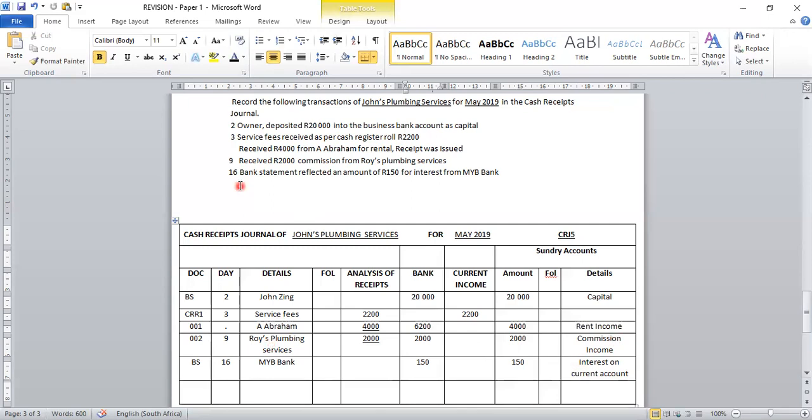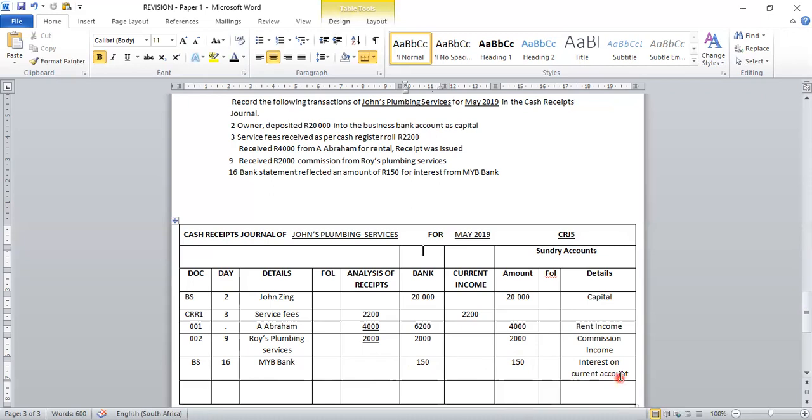The last transaction is on the 16th of the month, where bank statement reflected an amount of 150 Rands for interest from MYB Bank. So the source document for interest received is bank statement. The day in which the transaction occurred is the 16th. The name of the bank is MYB Bank. And this amount is paid directly into our bank account. So you can see the 150 Rand, it's in our bank. And because interest does not have a specific column in our CRJ, it will be recorded in our sundry accounts column, 150 Rand. And the correct reason for this transaction is interest on current account.